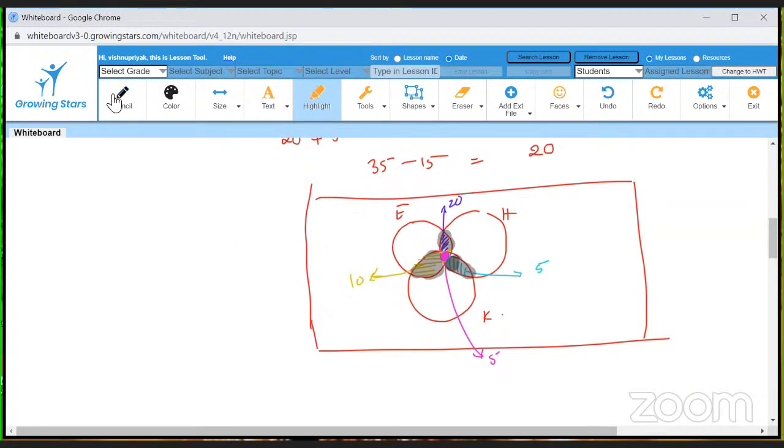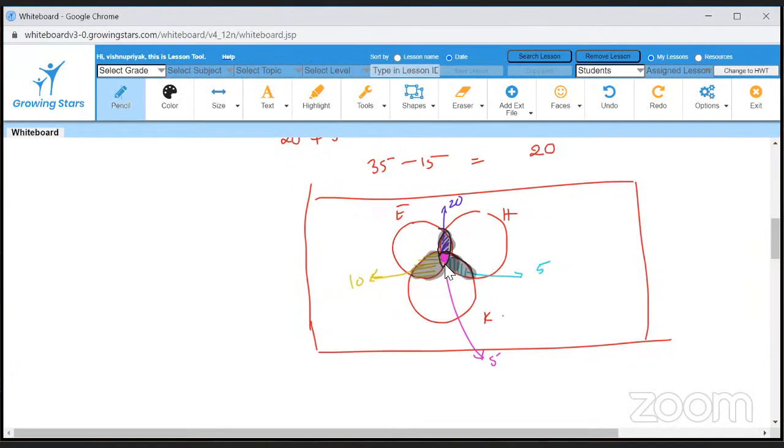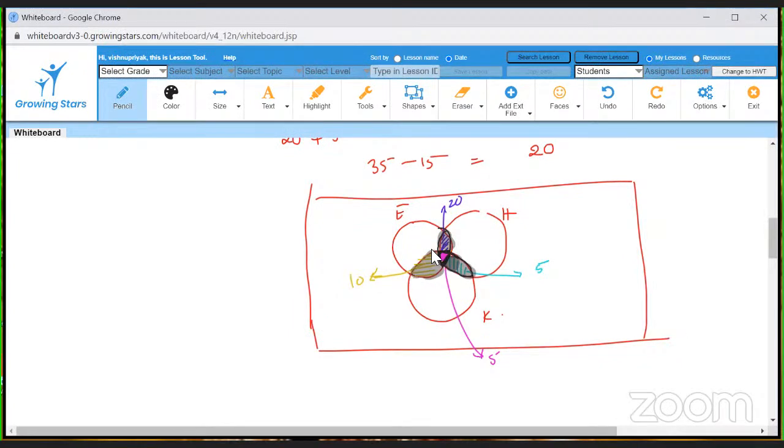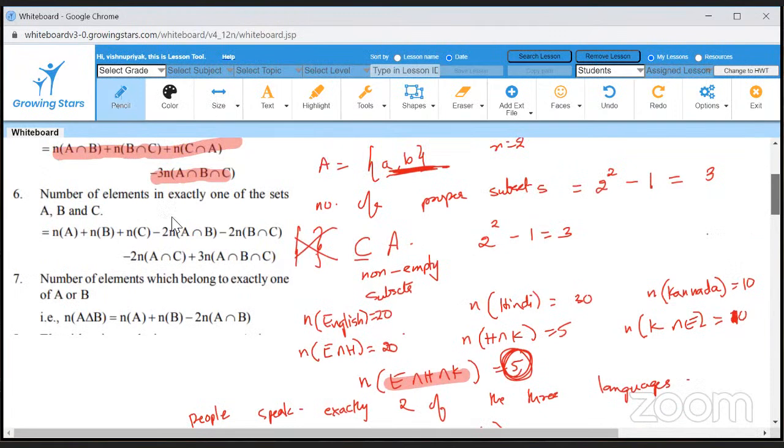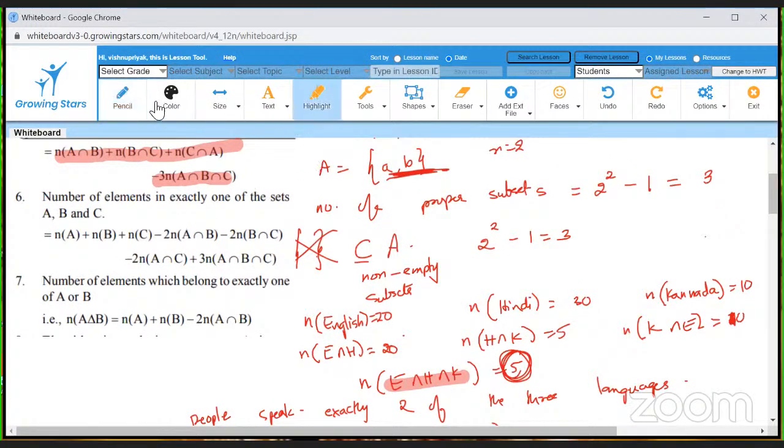Okay. So when we are adding English and Hindi, I have taken this region one time. When I am adding Hindi and Kannada, I am adding this region a second time. And when I am taking Kannada and English, I am adding this region a third time. So after adding 3 times, I will subtract this common part because I don't want 3 languages. I want exactly 2 languages. That is the meaning of this formula, if you go deep.